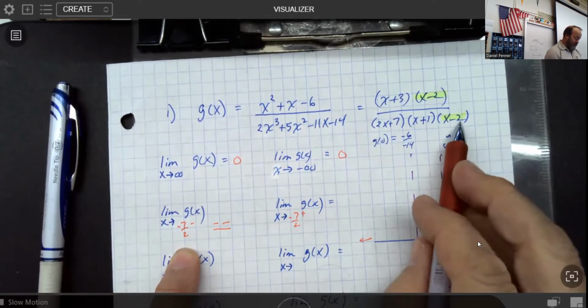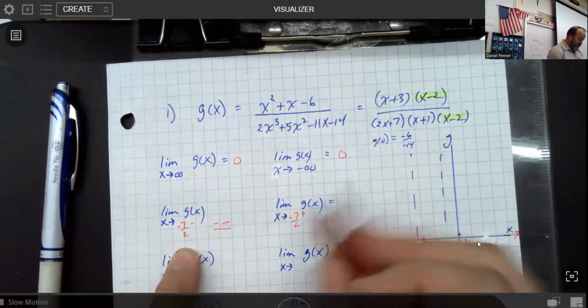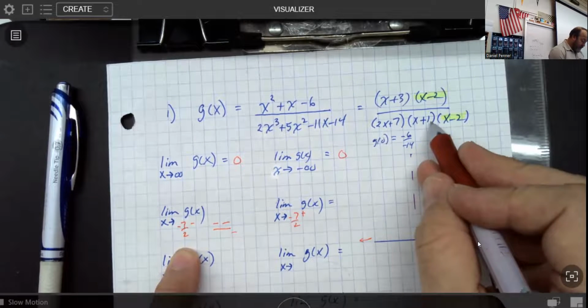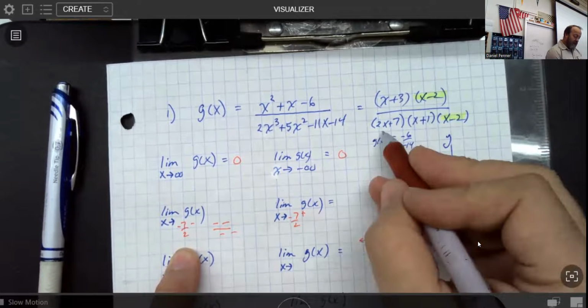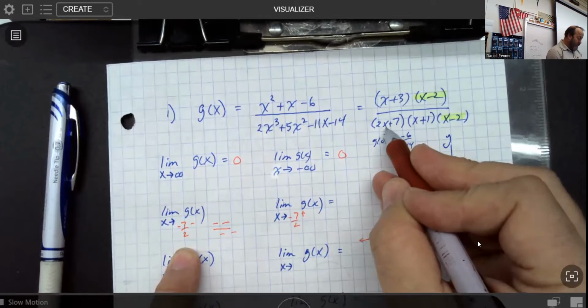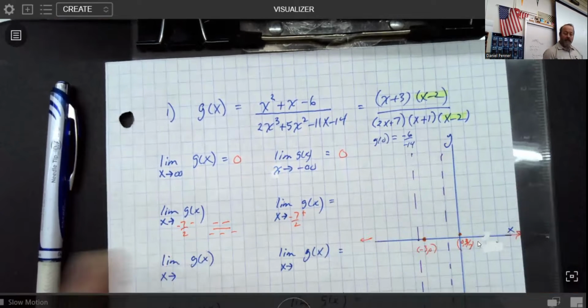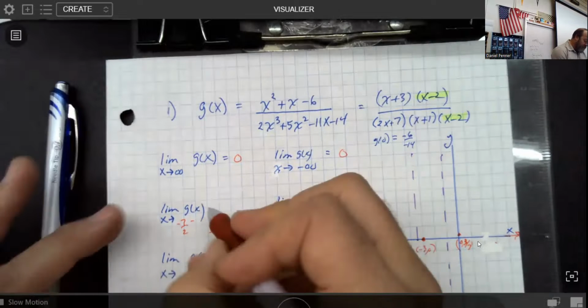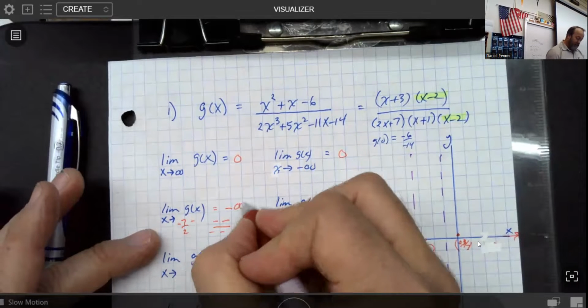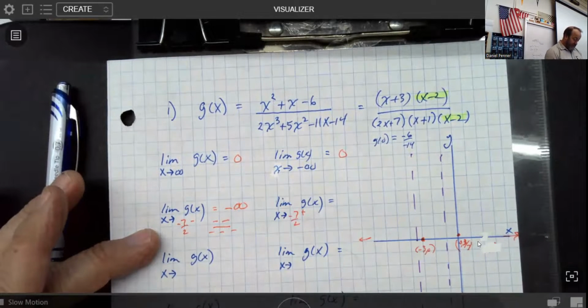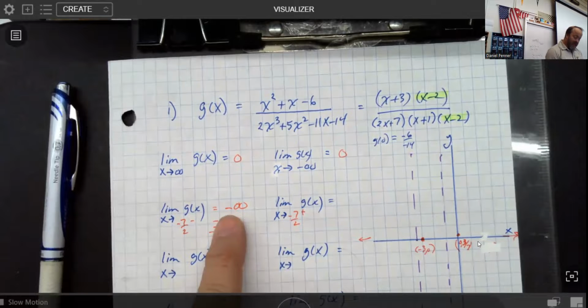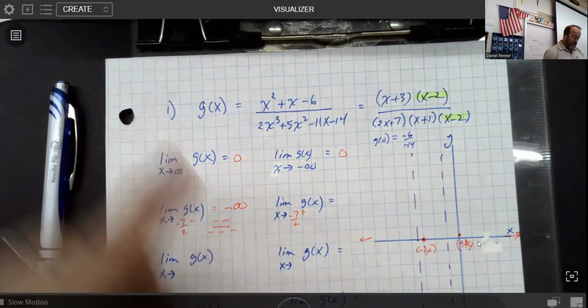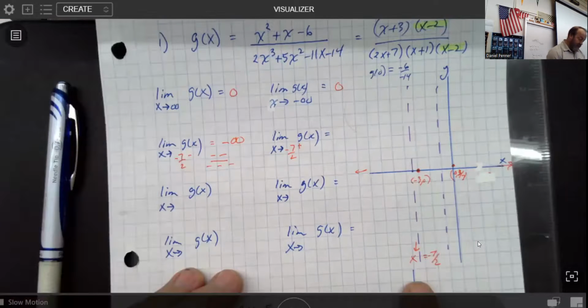Negative 3.6 minus 2 is a negative number. Negative 3.6 plus 1 is a negative number. And two times negative 3.6 is negative 7.2. Wow, that's a lot of negatives. That's 1, 2, 3, 4, 5 negatives. So I've got an entire value of negative infinity right here. So the graph is definitely going down, getting close to this asymptote down here.